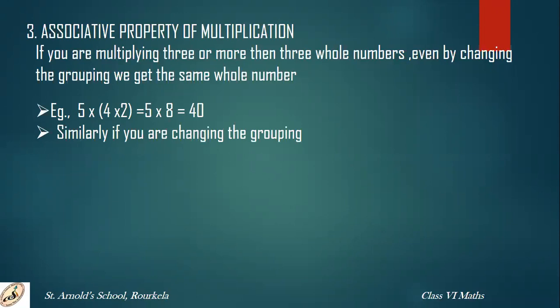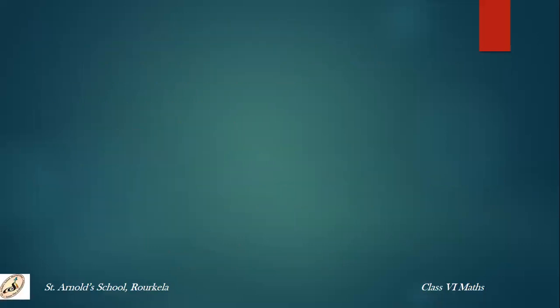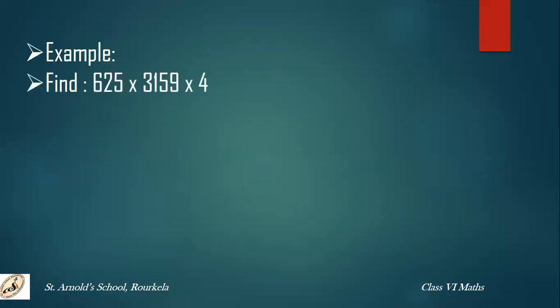Similarly, if you are changing the grouping, that is (5 multiplied by 4) into 2 gives us 20 into 2, which is equal to 40. Even if you are changing the grouping, the result is not going to change. Thus, A into (B into C) is equal to (A into B) into C, and this property is called associative property of multiplication.